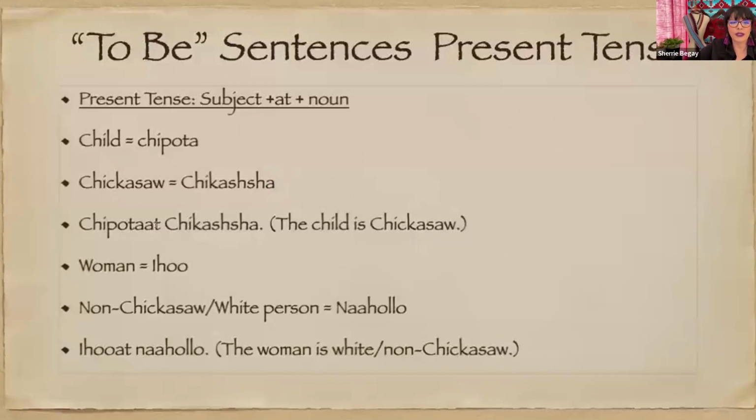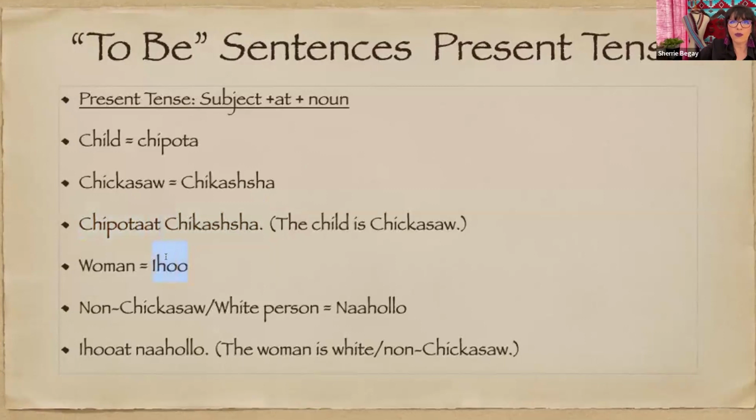So let's form a sentence. We've got chapota here. And then we've added our at. So chapotat. And then Chikasha. So Chapotat Chikasha, the child is Chickasaw. So it's a to be sentence.